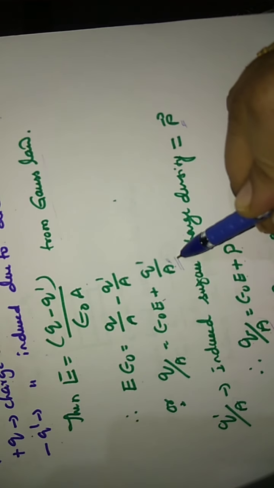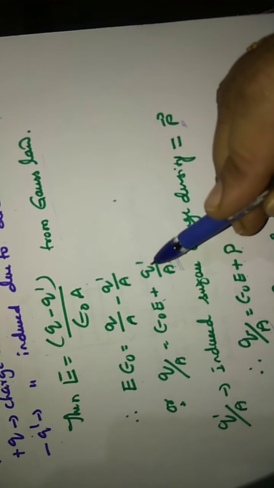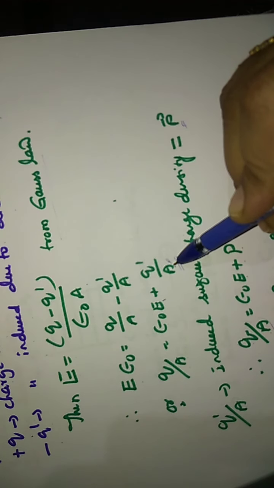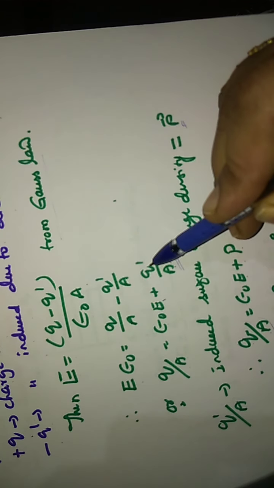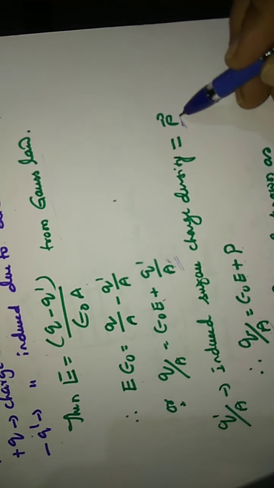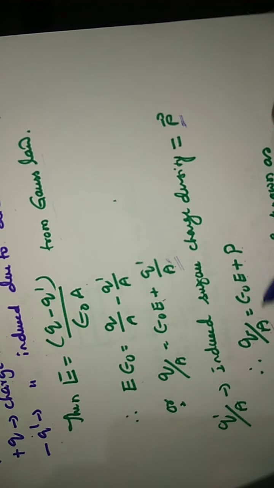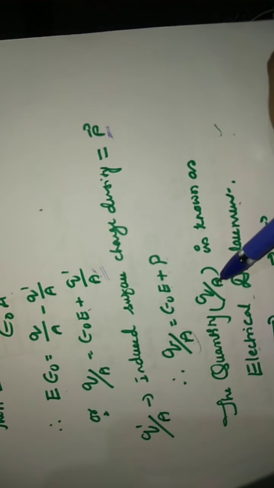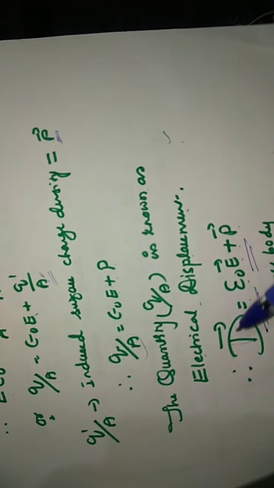But from the previous lectures we know that this Q dash by A, the induced charge per unit area, also called the induced charge density or surface charge density, is equal to the electric polarization vector P. Therefore Q by A is equal to epsilon naught E plus P. Here the quantity Q by A, that is charge per unit area, is known as electric displacement. Therefore electric displacement D is equal to epsilon naught E plus P.